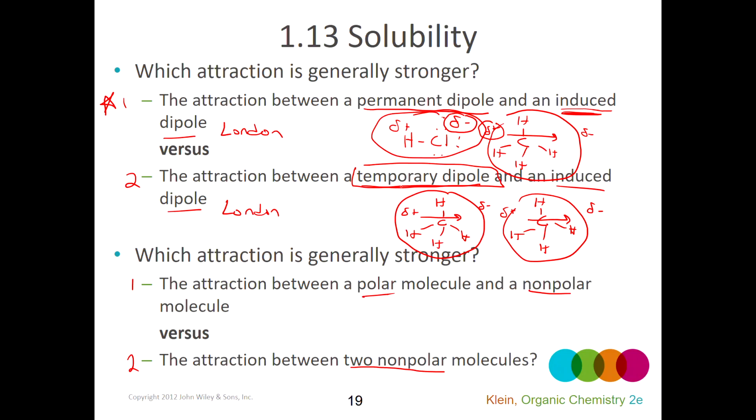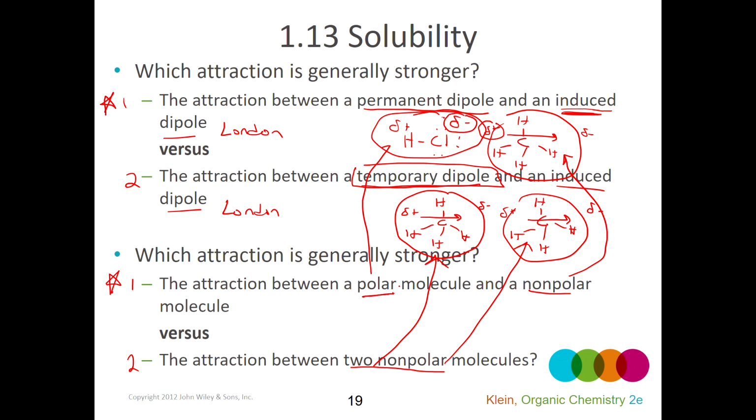So don't feel bad about that, because we just talked about like dissolves like, so it's probably in your mind you're thinking, well, if polar and nonpolar don't dissolve, then they probably don't have a very strong attraction, whereas if two nonpolar molecules do dissolve, they probably do have a pretty strong attraction. But the second question here is really the same as the first question. A polar molecule is one that has a permanent dipole. A nonpolar molecule can only form a temporary dipole. Two nonpolar molecules will both only have temporary dipoles. So the second question is really the same as the first, and the answer is the same as well.